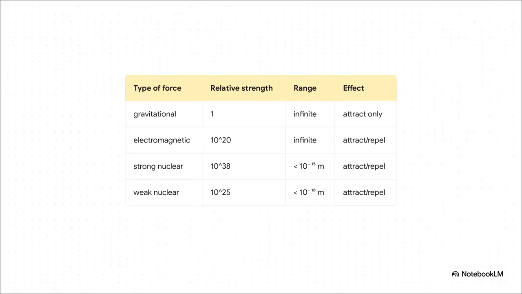And what's just staggering is how different they are in power. I mean, look at this. If we set gravity's strength to a baseline of 1, the electromagnetic force, the one that's holding that cup up, is 10 to the power of 20 times stronger. That's a 1 with 20 zeros after it. But the strong nuclear force, the glue that holds the nucleus of an atom together, it is 10 to the 38th times stronger than gravity. It's almost unimaginably powerful, but its range is microscopic. It's this delicate, almost absurd balance of forces that is the only reason anything exists at all.